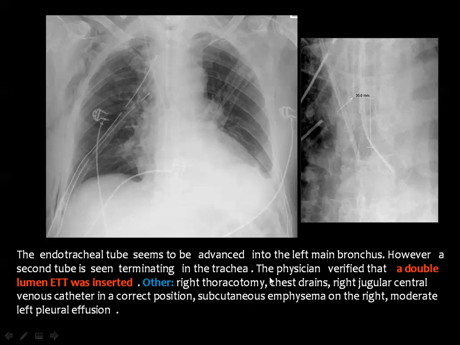And this is an example of double lumen endotracheal tube. If you look here, you can see that the endotracheal tube is passing to the left main stem bronchus, but both lungs are adequately aerated. These are surgical drains. Then if you look in this magnified image, you can see that this is a double lumen endotracheal tube. One of the lumens is in the trachea and the other is selectively into the left main bronchus.